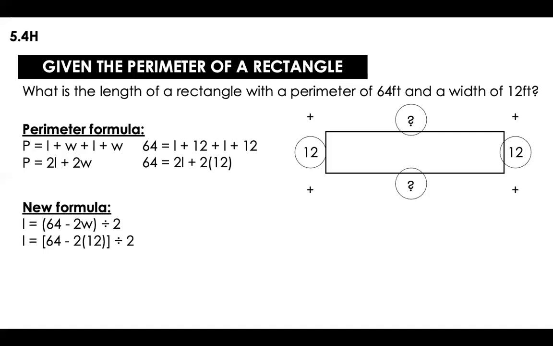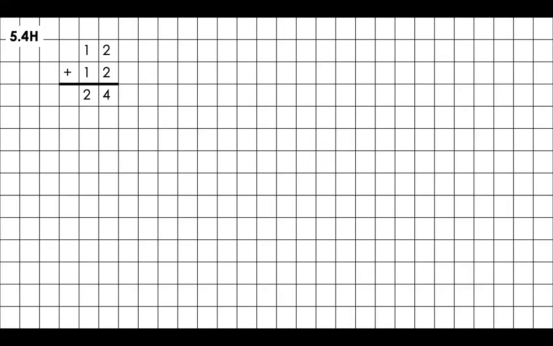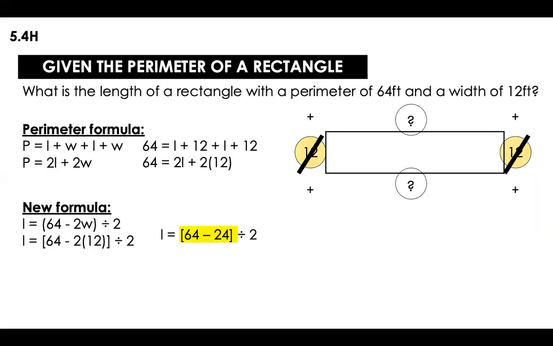So at the end, this will be our new formula: 64 minus 2 times 12, divided by 2. So you just do the inverse. Let me see how it will work. First, let's multiply 12 times 2. That is going to be equal to 12 plus 12, so that is equal to 24.